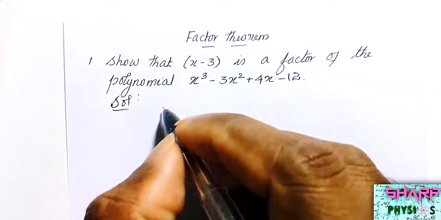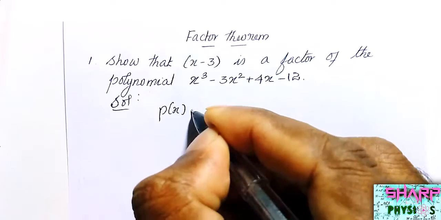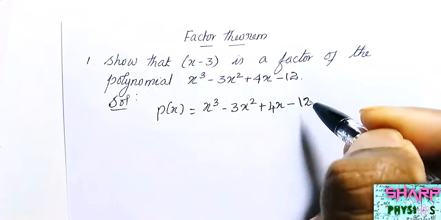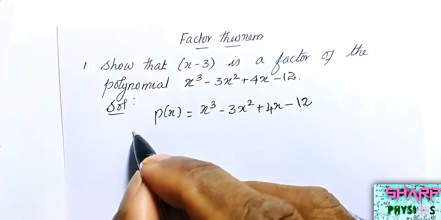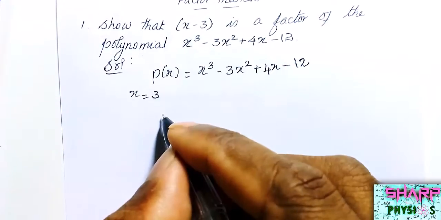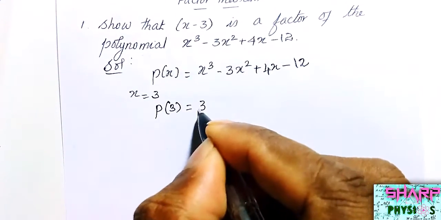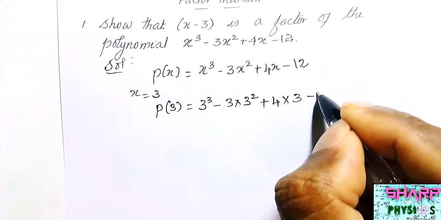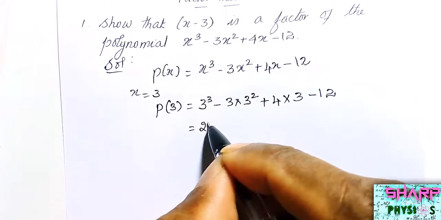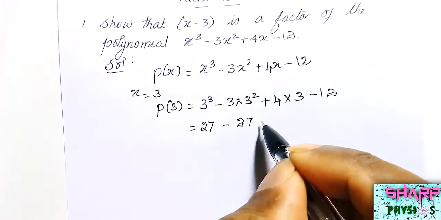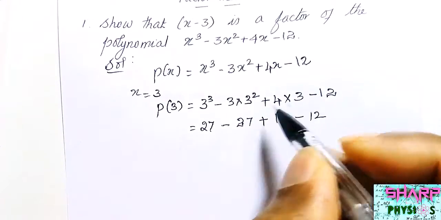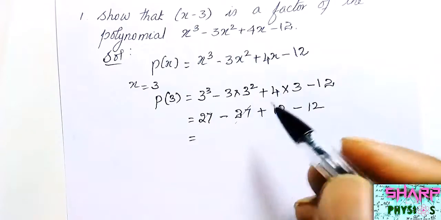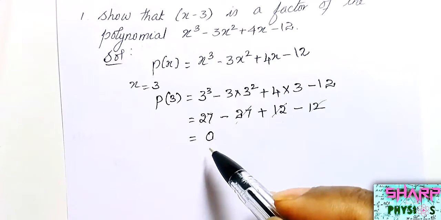We'll solve it. We'll write p of x, the polynomial of x, is equal to x cube minus 3x square plus 4x minus 12. So you have the value x is equal to 3. You just substitute the value here. P of 3 is equal to 3 cube minus 3 into 3 square plus 4 into 3 minus 12. So you get 27 minus 27 plus 12 minus 12. The 27s cancel and the 12s also cancel, so you get an answer 0.